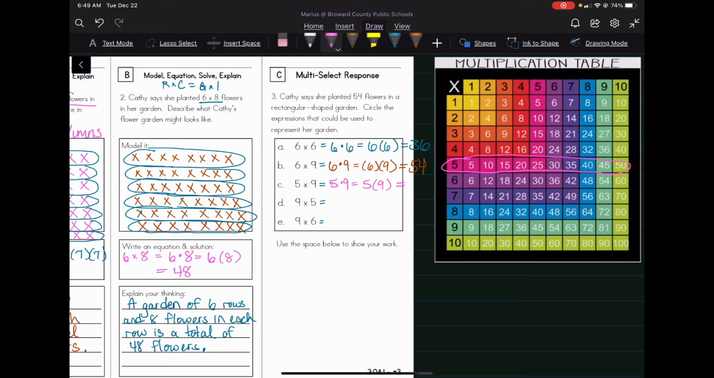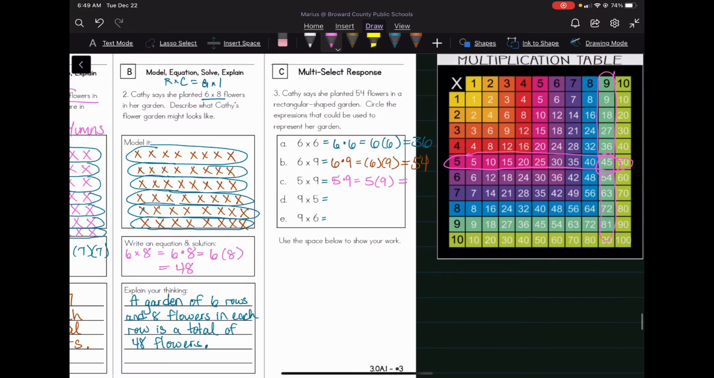The row is 5, and then our column is 9. And where do they intersect? At 45. So 5 times 9 is 45.